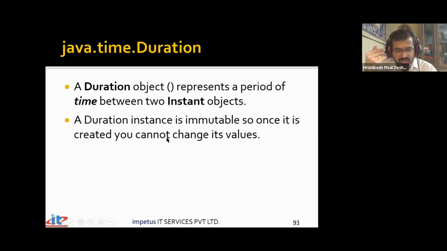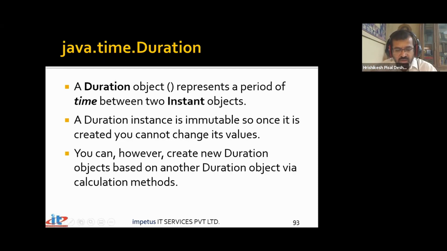Rather, most of the classes over here are immutable. You can, however, create a Duration object based on another Duration object via a calculation method. We have been doing that in all these classes, examples with width and other methods, we have been constructing objects. They appear to change the object, but they actually return a new object after the change.